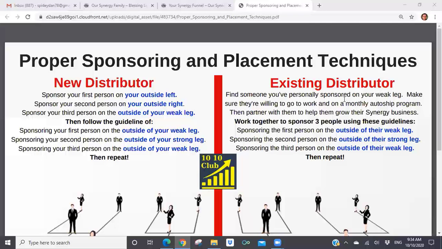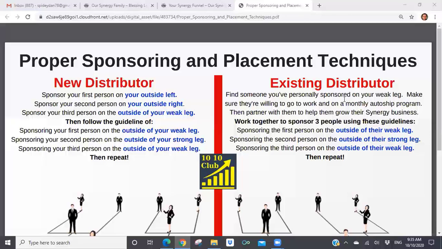So the suggestion that we have for existing distributors would be that you find an active distributor, ideally someone that you've personally sponsored, on your lesser leg. And then what you say to that person is, let's partner together. So that people that I bring into Synergy Worldwide and people that you bring into Synergy Worldwide, let's actively work together, and then I'll sponsor the people I bring into Synergy Worldwide underneath you to help you build your Synergy business, to help you strengthen your Synergy business.